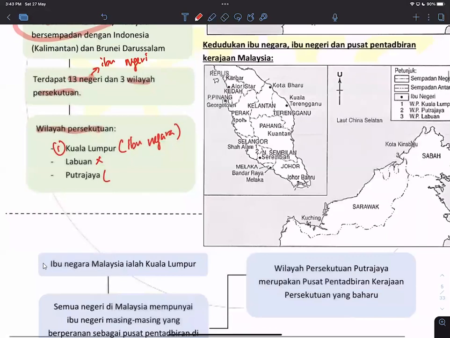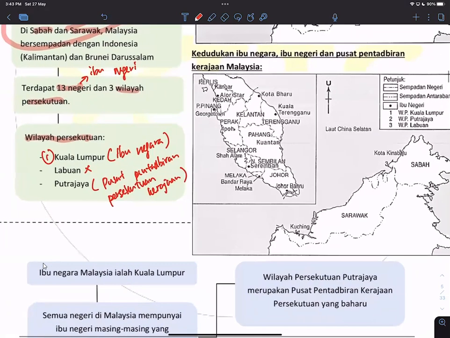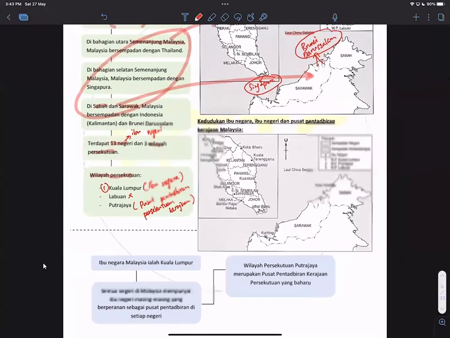So guys, what is the term for Putrajaya? Our central government. Pusat Pentadbiran Persekutuan Kerajaan. Okay, so the remaining ones, I'm not going to refer anymore. All the negeri and ibu negeri and the three Wilayah Persekutuan, no longer learning.